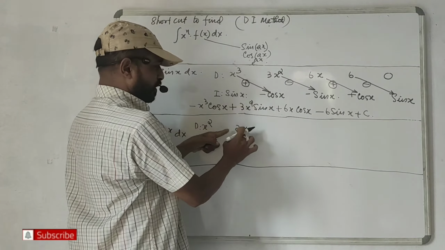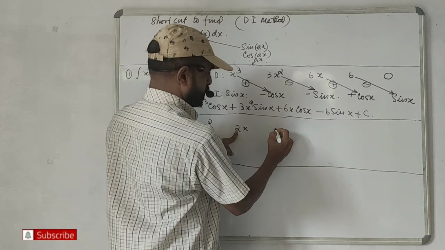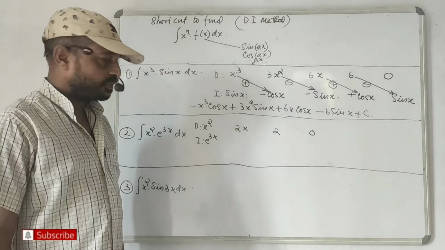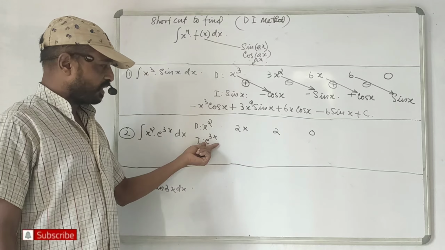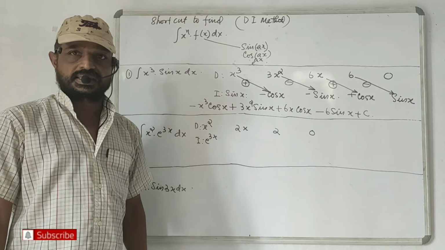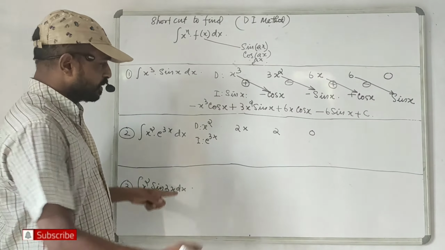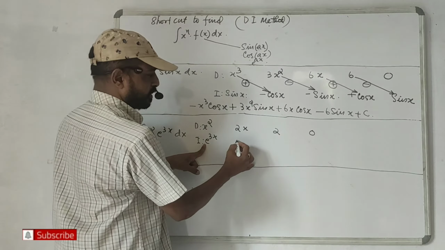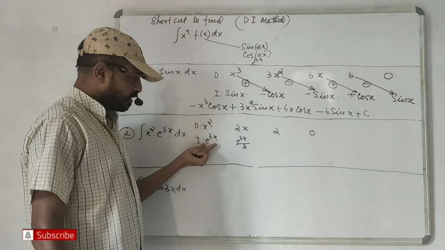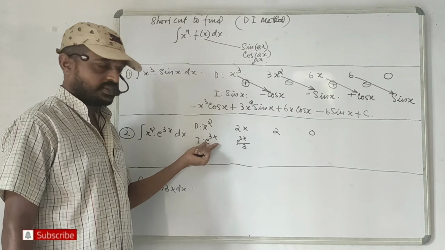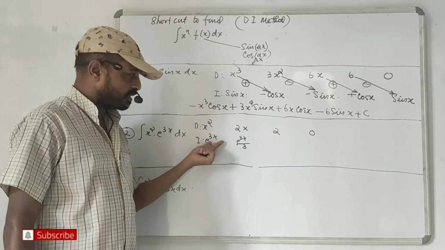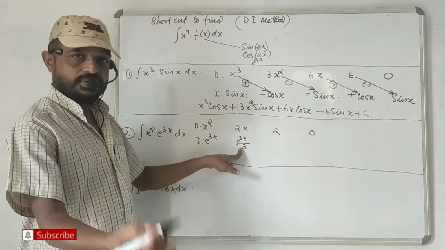So derivative of x square is 2x. What is derivative of 2x? It is 2. What is derivative of 2? It is 0. Now the second function is e raised to 3x, and you will have to integrate successively. So what is integral of e raised to 3x? It is e raised to 3x by 3, that is e raised to 3x divided by derivative of 3x, which is 3. Now again you will have to integrate.